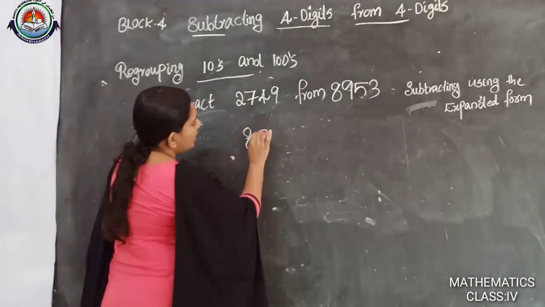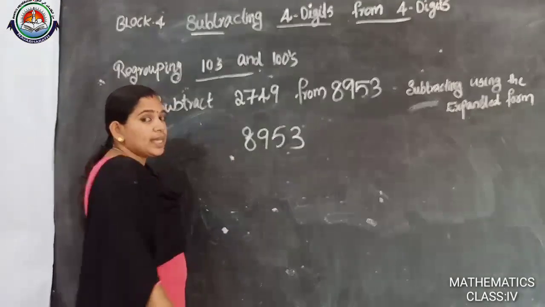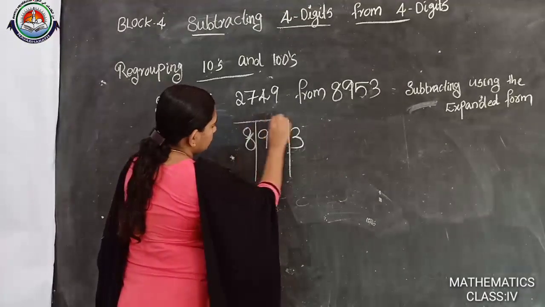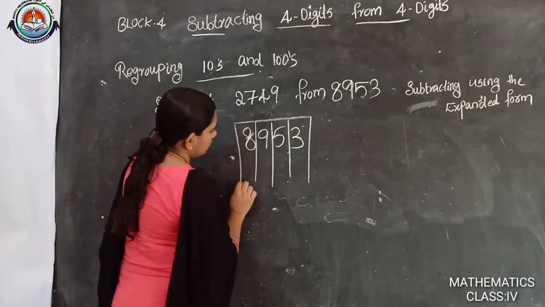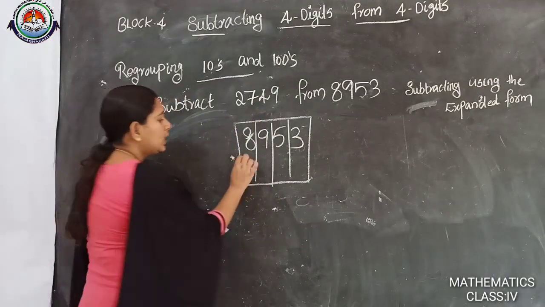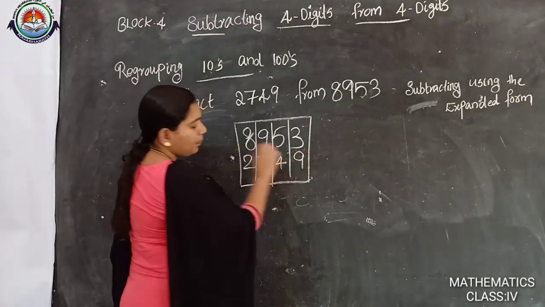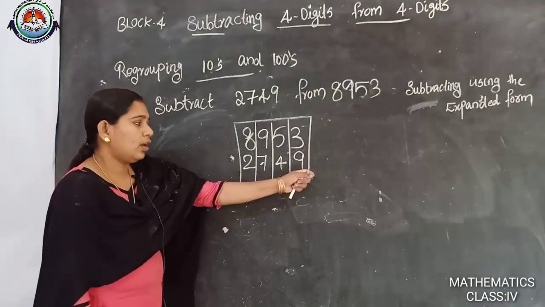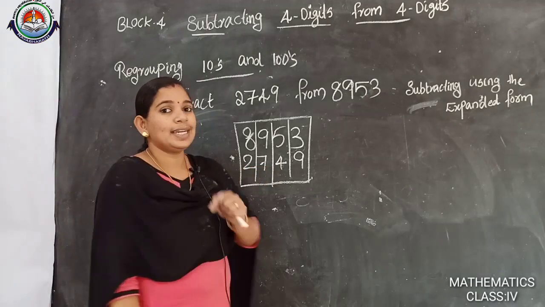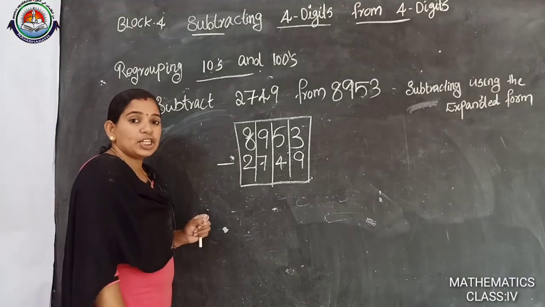8,953. The second number is 2,749. Which operation is here? Subtraction, so we write the subtraction symbol.